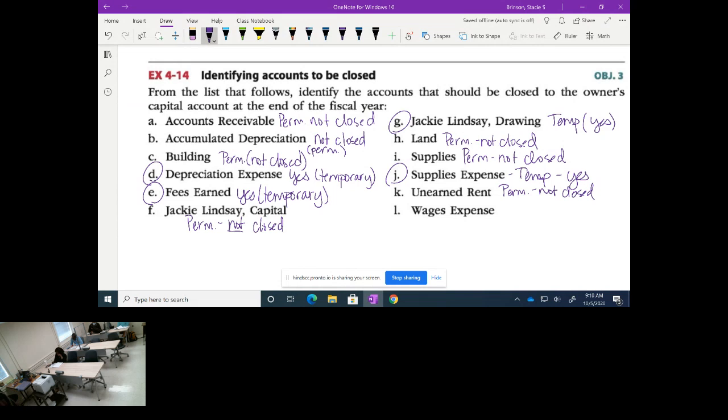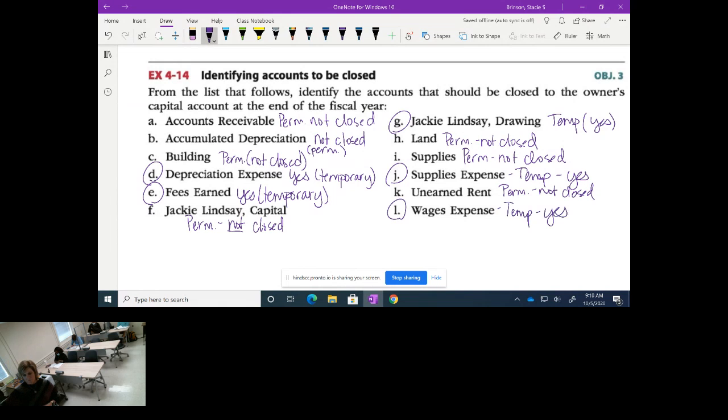Remember when it says unearned rent? If it said earned rent, yeah. But usually it's going to say rent revenue if it's the revenue account. So it's not saying earned rent. That's really not the name of the account. But it's a fair mistake to make. What about wages expense? Yeah. Okay. Easy enough, right?